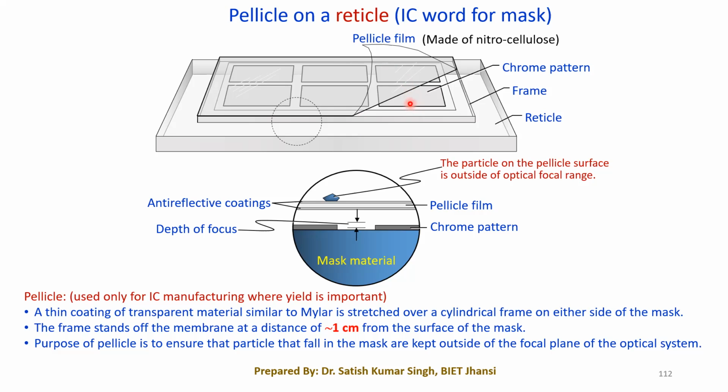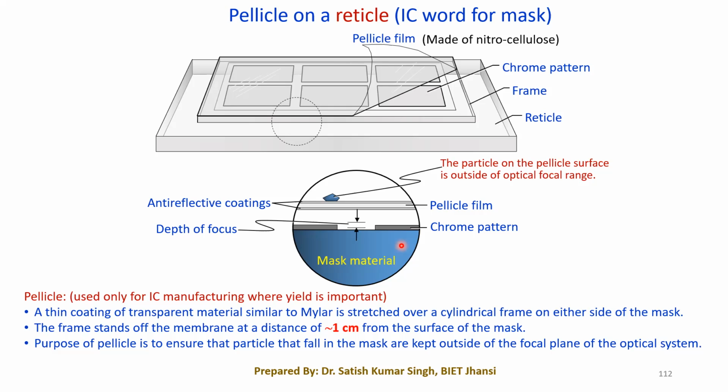So this chromium pattern should contain the anti-reflective coating. Okay, and that means the light should be reflected back. It should not go scattering. So that is the use of your anti-reflective coating, which you have to remember.